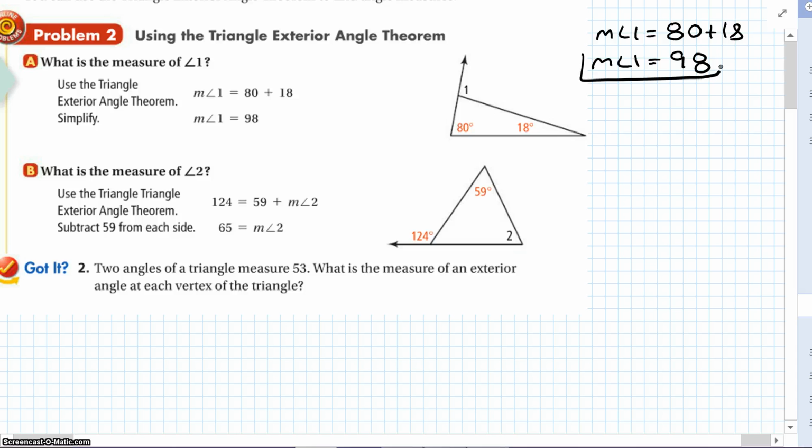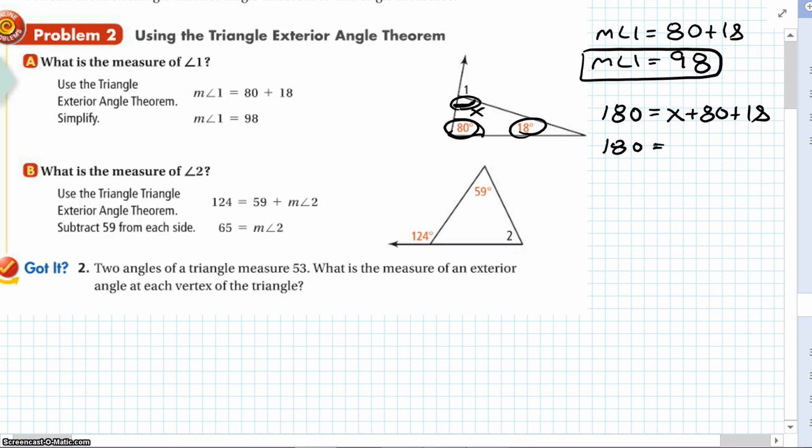All right, let's say you totally forgot that. Can we find this measure right here? Yeah, because we know 180 equals that measure plus 80 plus 18. All I did was sum up all three of these angles to find x. So 180 is going to equal x plus 98. Subtract 98 from each side. We get x equals 82.